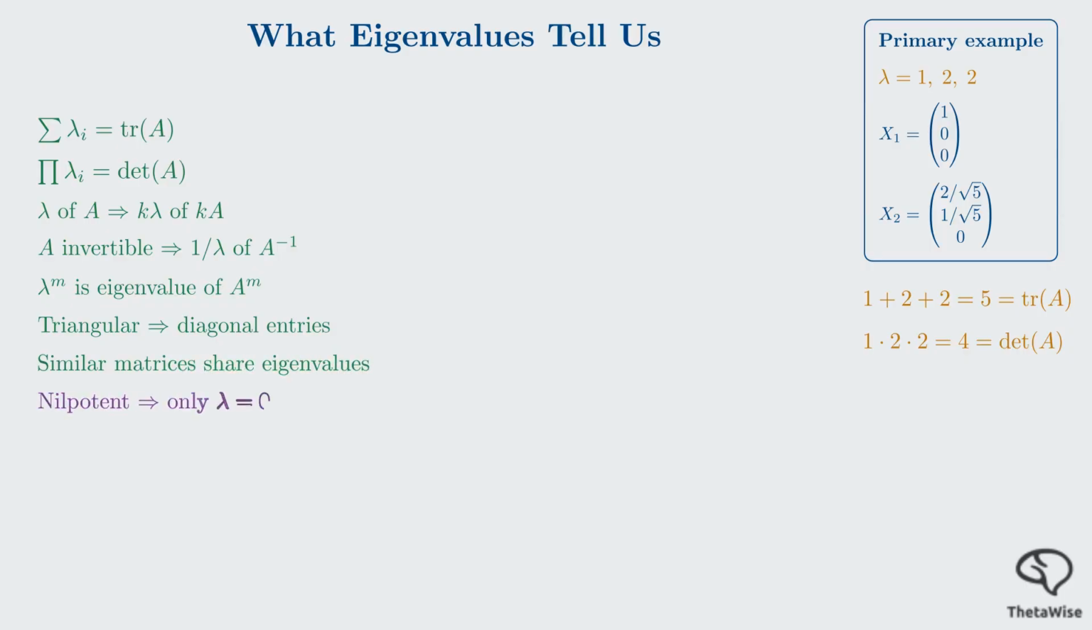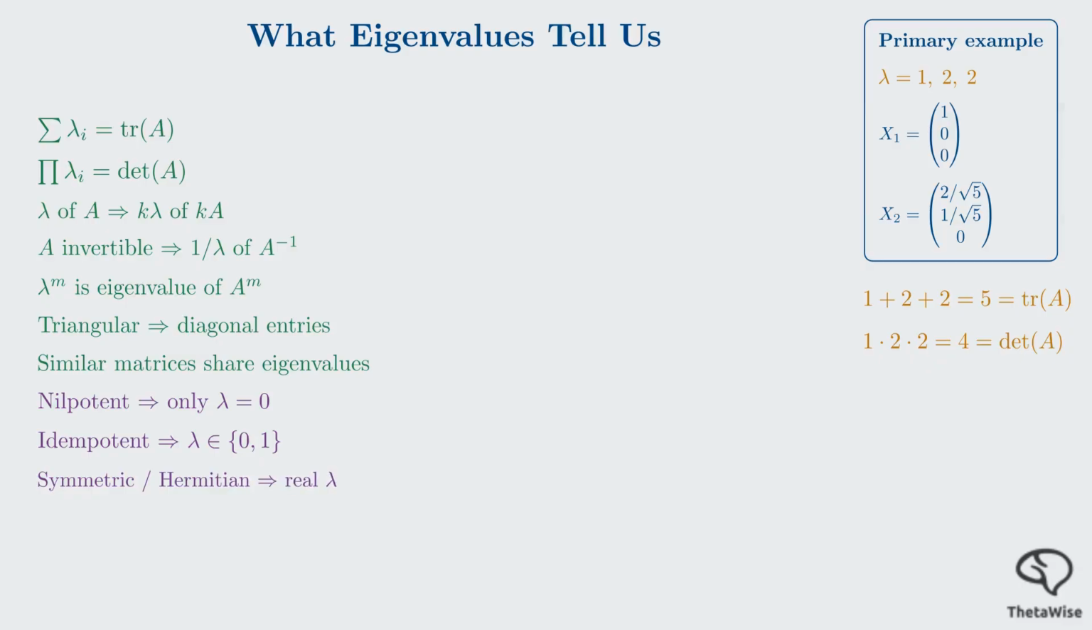A nilpotent matrix has only 0 eigenvalues, because if A to the p equals 0 and Ax equals lambda x, then A to the p x equals lambda to the p x, forcing lambda to be 0. For an idempotent matrix, A squared equals A, so lambda squared equals lambda, therefore every eigenvalue is 0 or 1.